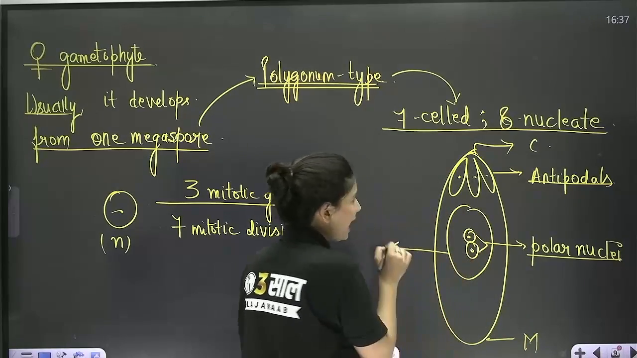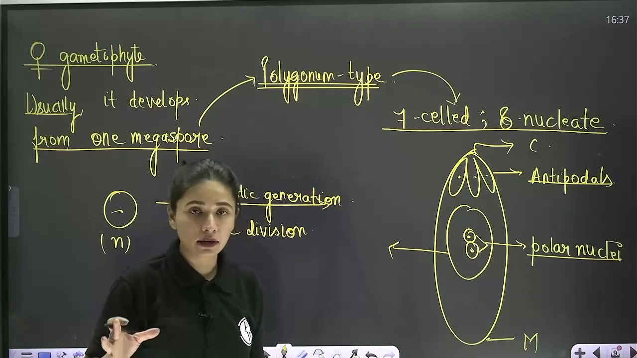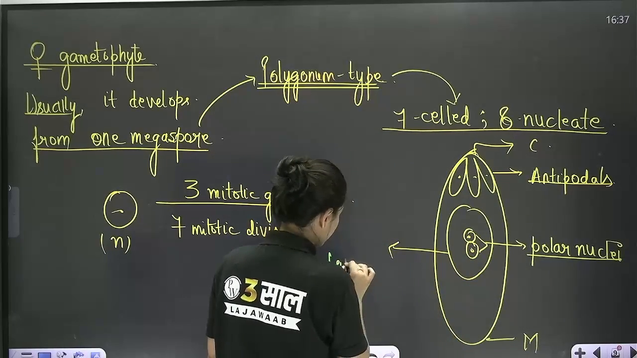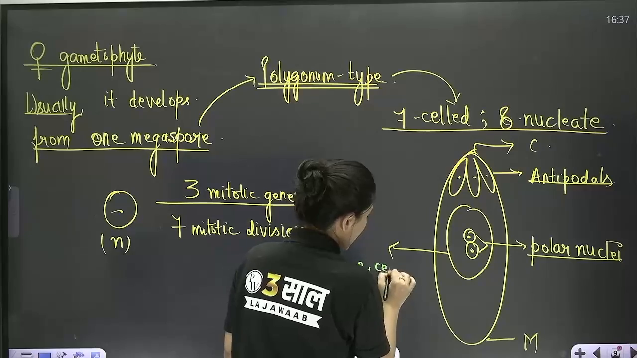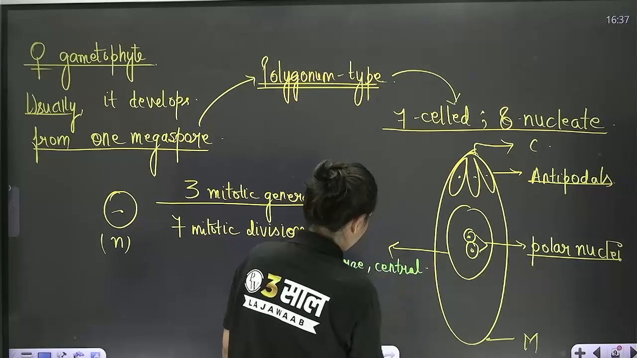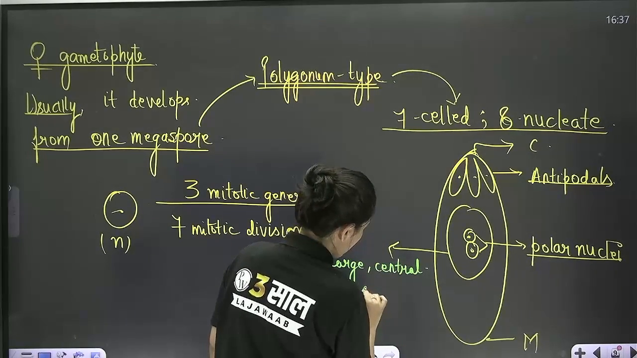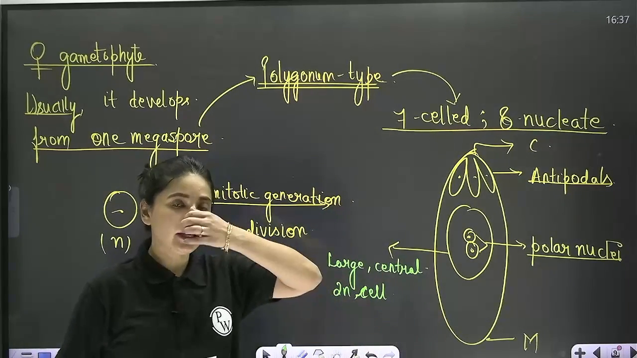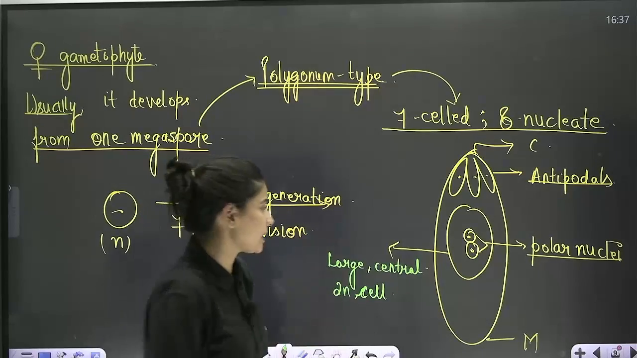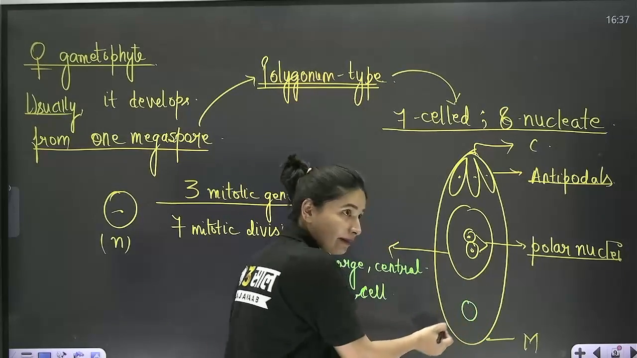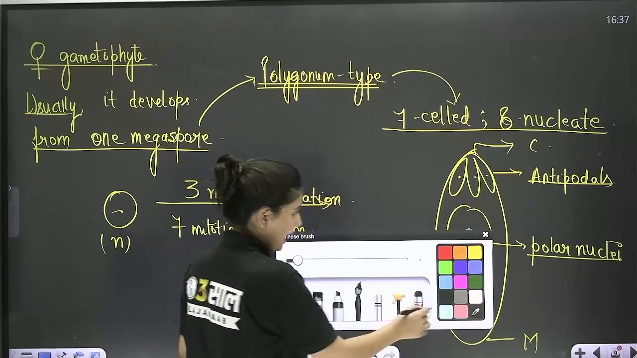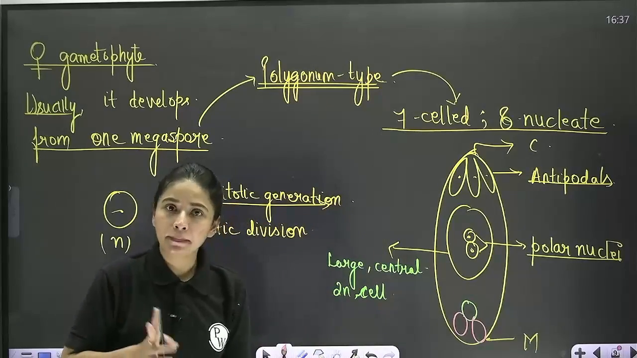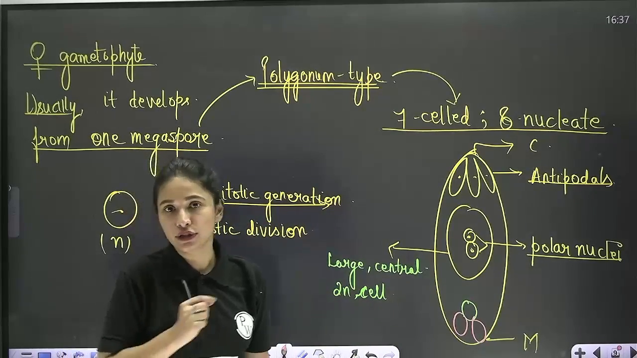To form a large central diploid cell called the secondary nucleus. So they are going to fuse to form a large central diploid cell. Correct? And towards the micropyle you have 3 haploid cells. One is your female gamete, for which you are waiting, and then this female gamete is supported by 2 helper cells, also called synergids.